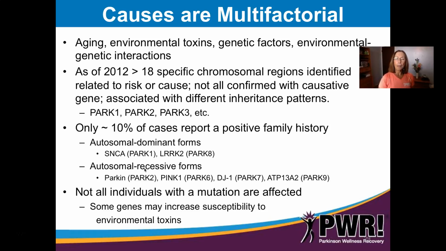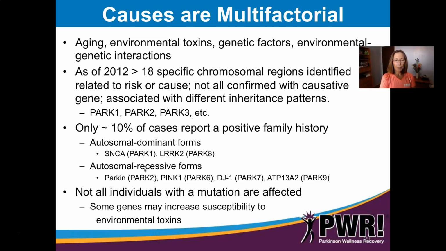Only 10%, and let me just say that those 18 chromosomal regions have been labeled Park 1, Park 2, Park 3, all the way through Park 18. And there may even be more now. I can't keep up with all of the research on this, but only 10% of the cases do report a positive family history. And so they've been able to show that at least 2 of these regions of chromosome are related to 2 genes, the SNCA or LRRK2, that are autosomal dominant forms. And then several others, I think I listed 4 there, are autosomal recessive forms in people that have a positive family history.